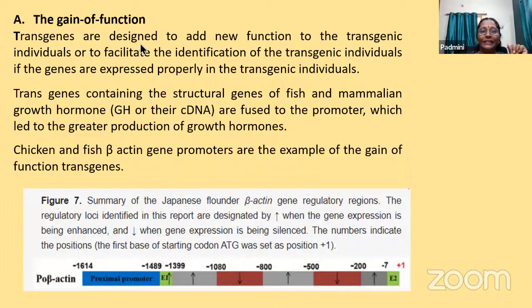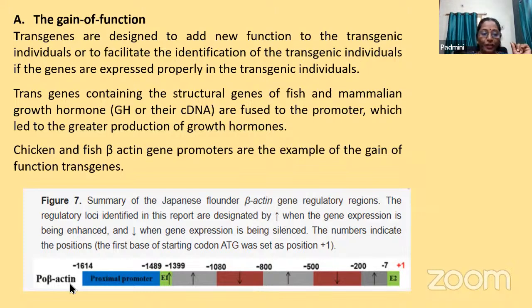The transgenes are designed to add new functions to the transgenic individuals or facilitate the identification of transgenic individuals. And if the genes are expressed properly, then it is called a transgenic individual. If it is not going to express, then the experiment has failed. So transgenes containing the structural genes of fish and mammalian growth hormones are fused to the promoter, which led to the greater production of growth hormones.